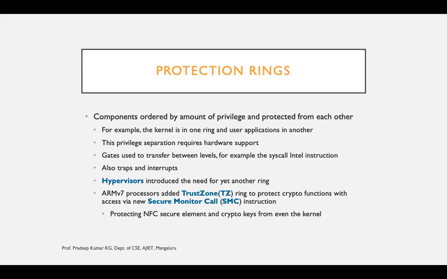For example, we can give the example of the kernel. The kernel is in one ring and user applications are in another, at the top. So the user applications can utilize the kernel setup. To do this separation, we need hardware support. To deal with the hardware support, we need gates to transfer between levels, system calls to the Intel instructions, traps, interrupts, all those.